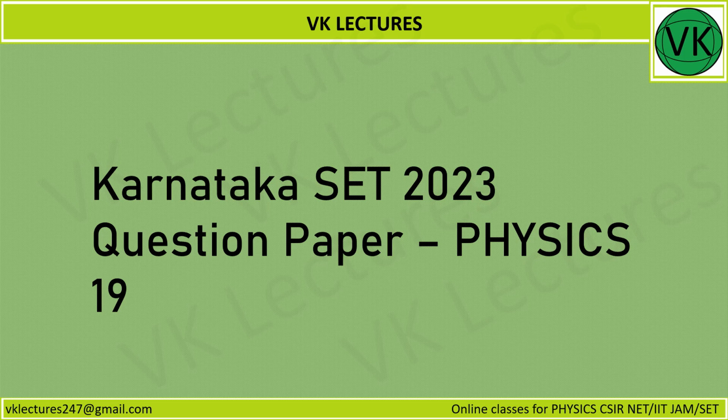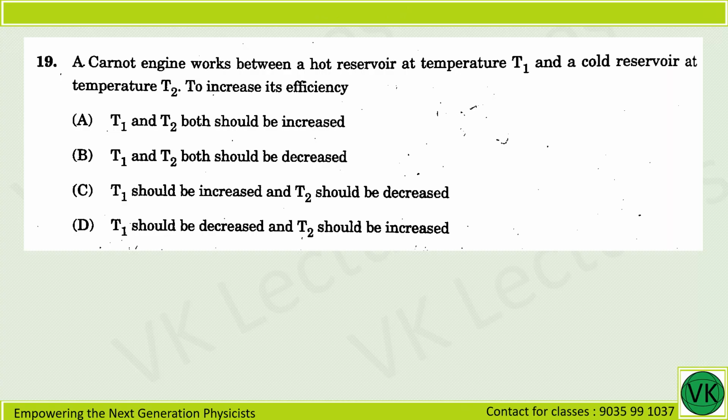In this lecture, we are discussing the physics question paper for Karnataka Set 2023. A Carnot engine works between a hot reservoir at temperature T1 and a cold reservoir at temperature T2. So the efficiency is to be found. Efficiency is given by 1 minus the temperature of the cold reservoir divided by the temperature of the hot reservoir.